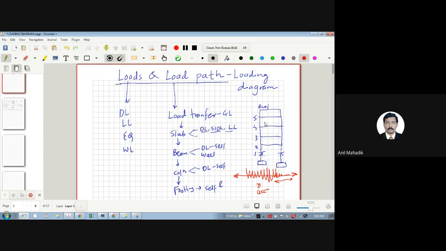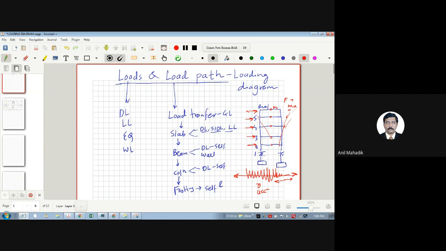As there is acceleration, this building will try to oscillate like this. As the building oscillates, there is a mass in the building at every floor: beam weight, slab weight, everything. So each mass at each floor will oscillate to the right and left side. And as there is mass and acceleration, mass into acceleration, there will be a horizontal force. So at every floor, a horizontal force is generated due to the inertia forces, which are due to the acceleration and mass of the building.